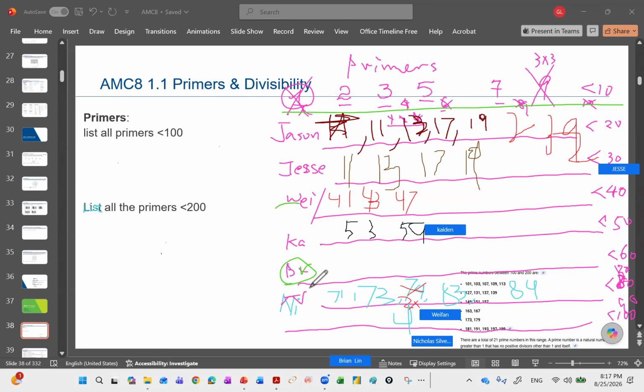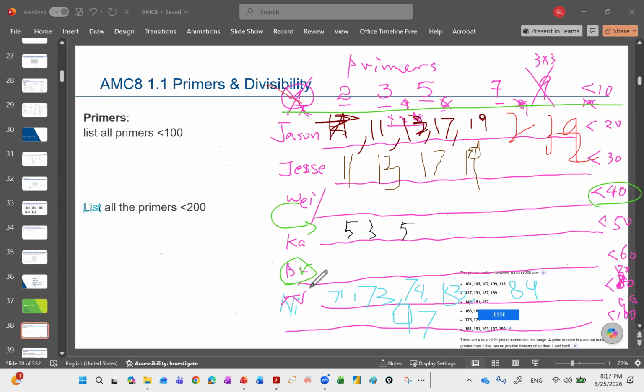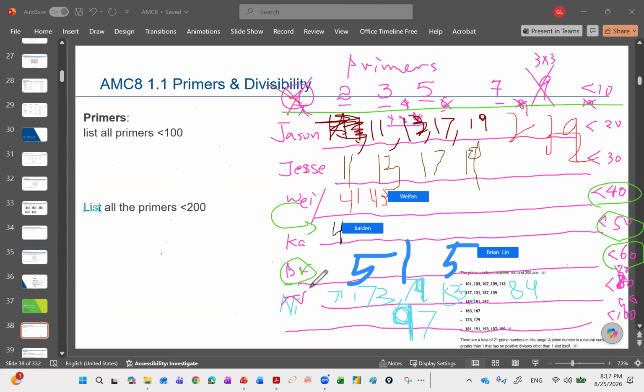I mean, here, we found you list different kinds of location. Below 40, we found. Kaden, you write below 50. Brian, you say between 50 to 60, not 61. Everyone is writing on a different line. Oh gosh. We find less than 40. What about? Oh my gosh. Chaos.